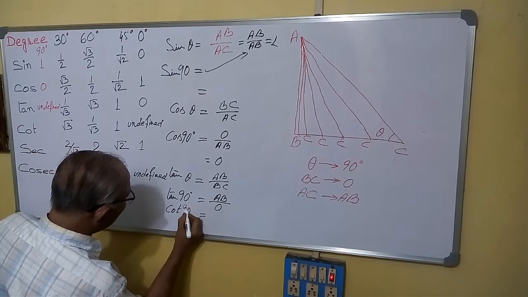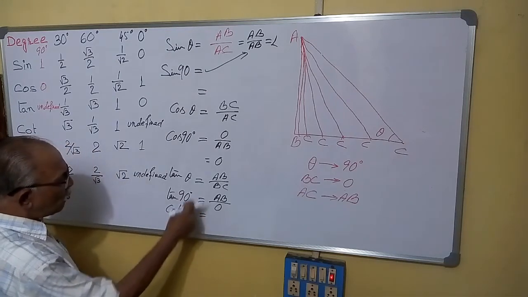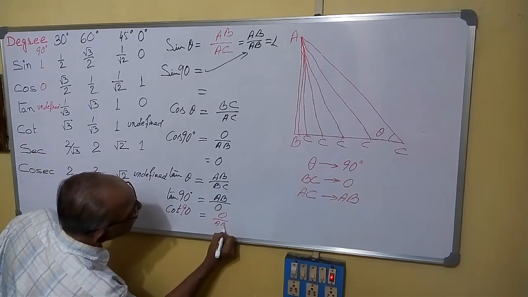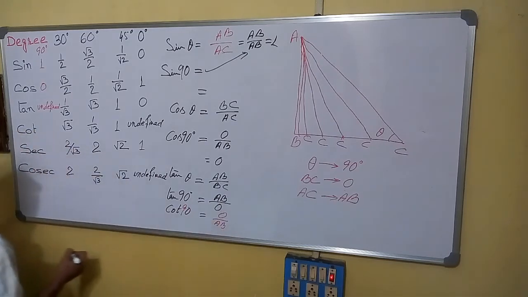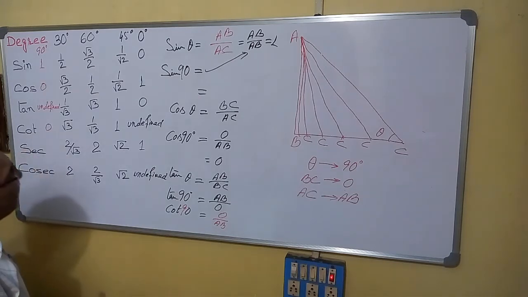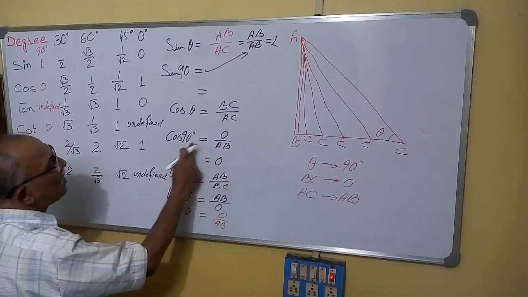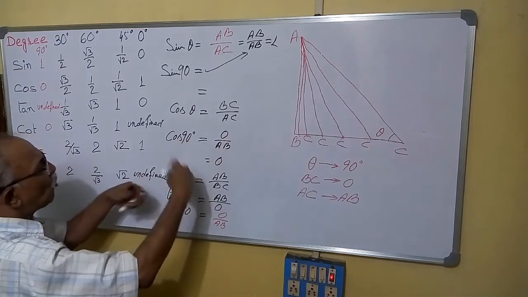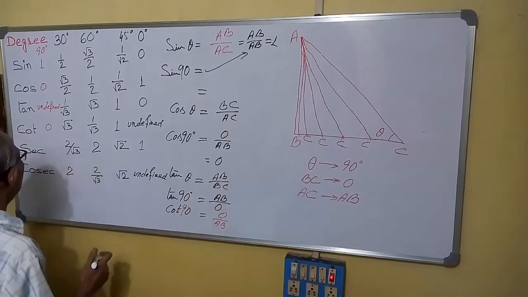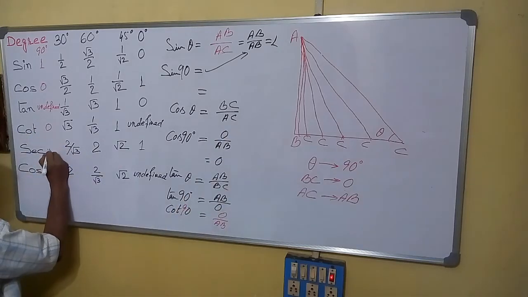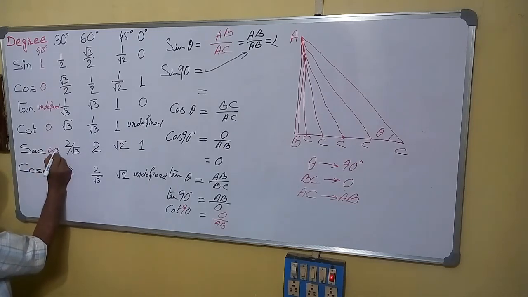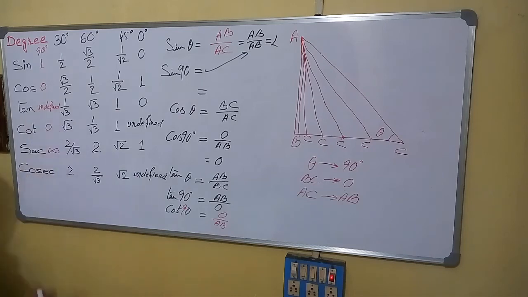For cot 90 degree, cot 90 is the opposite of tan 90, so it is becoming 0 by AB, and 0 by any constant is 0, so cot 90 will become 0. Sec: cos 90 is 0 by AB, sec is the opposite of this one, AB by 0, and it will also be undefined. This is called infinity or undefined, the same thing.